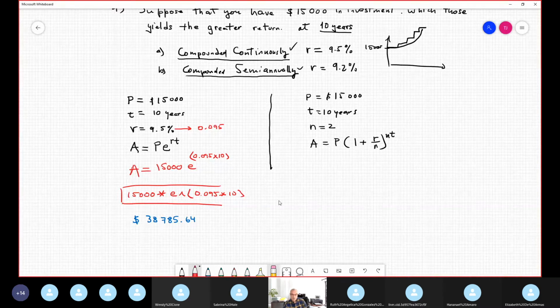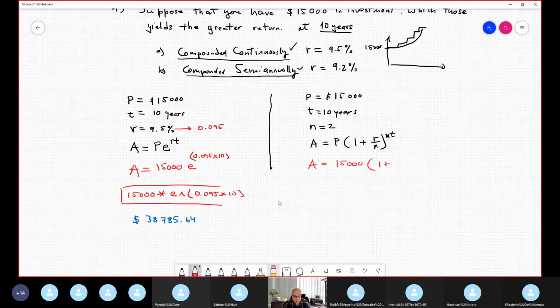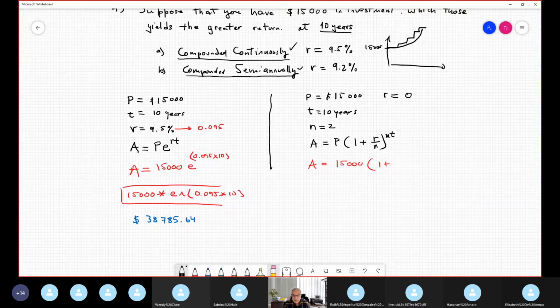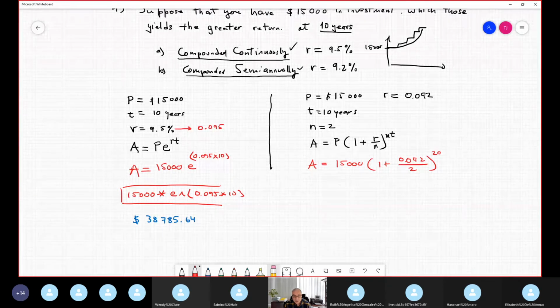And the other case, future value is equal to 15,000 times (1 plus the interest rate). Sorry, I forgot to write. Interest rate is 0.092, so it is 0.092 divided by 2, and raise everything to the 20. This 20 comes from the multiplication: n is 2 and the time is 10, so 20. This is the exponential part.